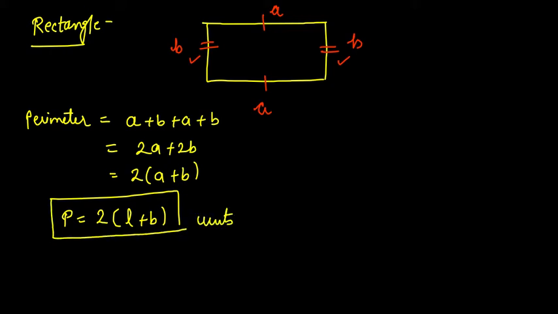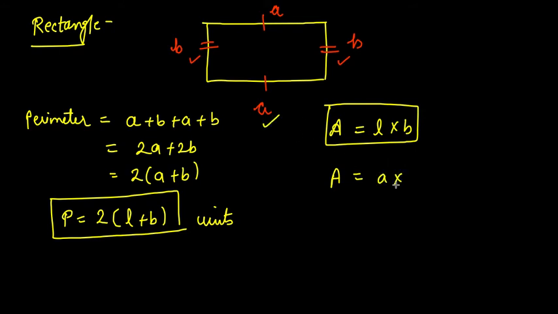Now similarly, the area of the rectangle is length into breadth. If you calculate for the given figure, the length is A into B. So the area of the rectangle is A into B square units. So this was the perimeter and area of the rectangle. Let's see the next shape. Next shape, suppose I take a triangle.